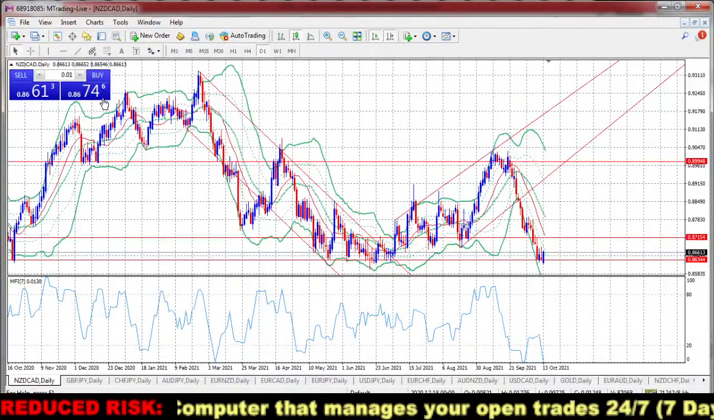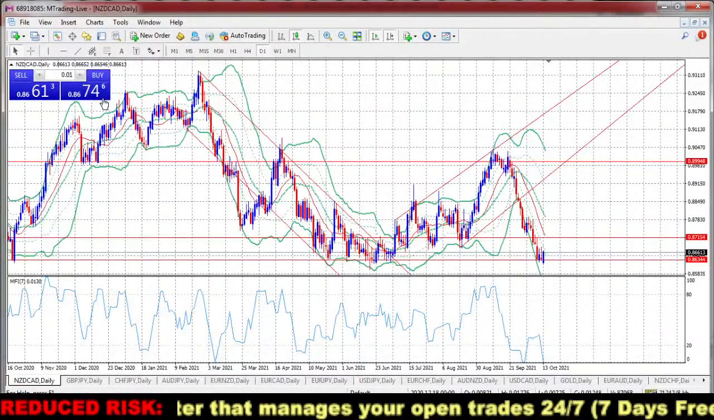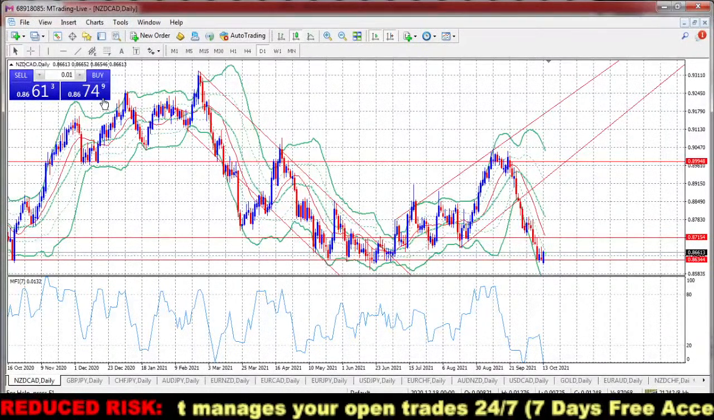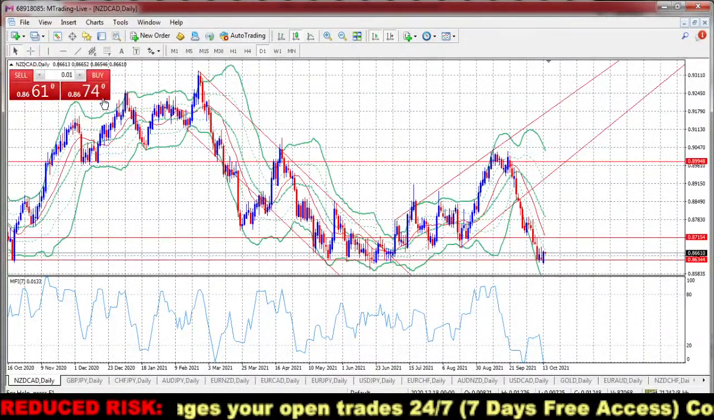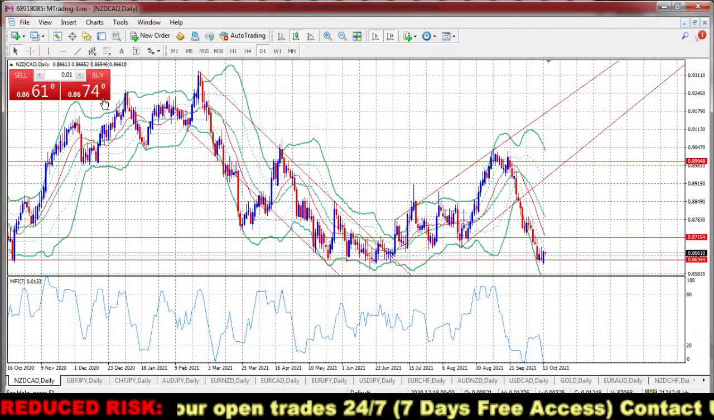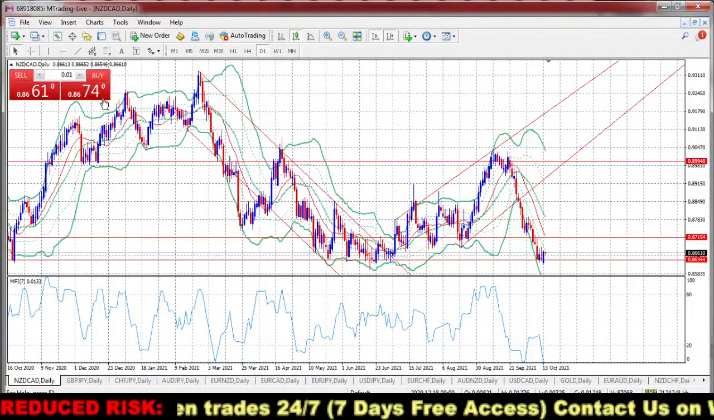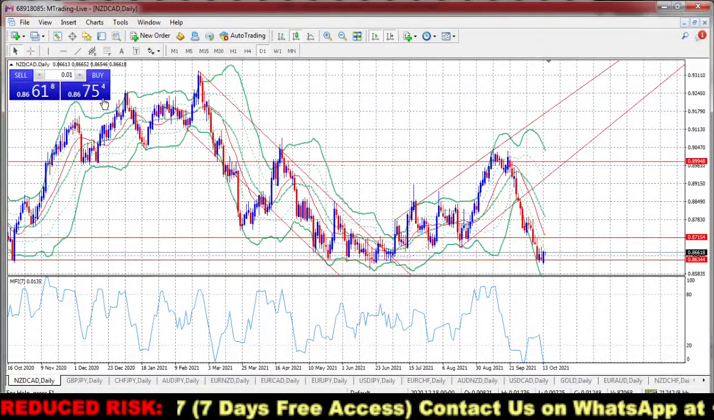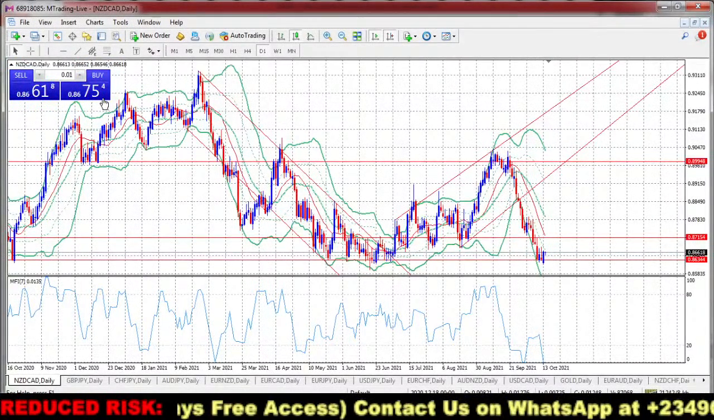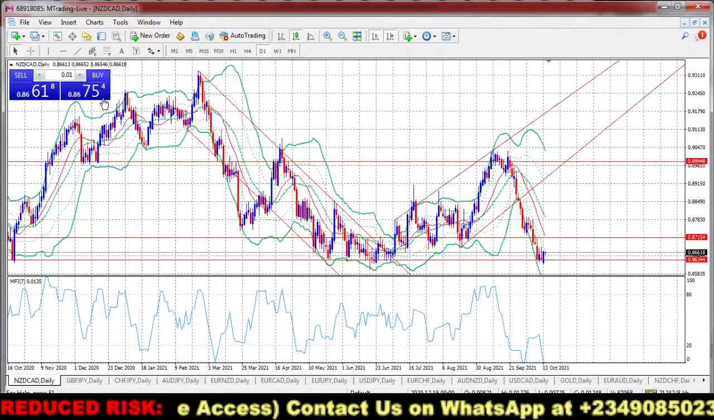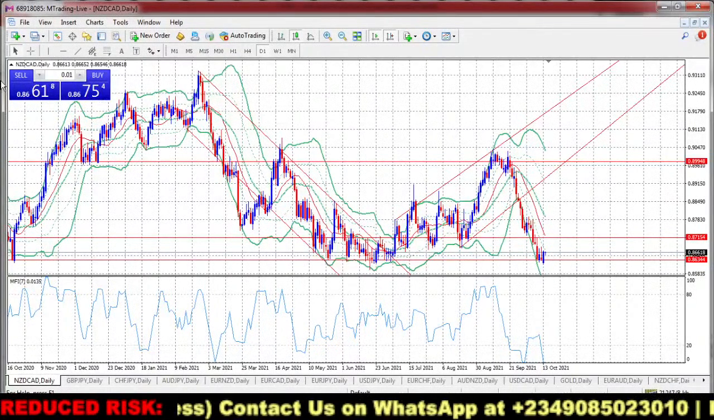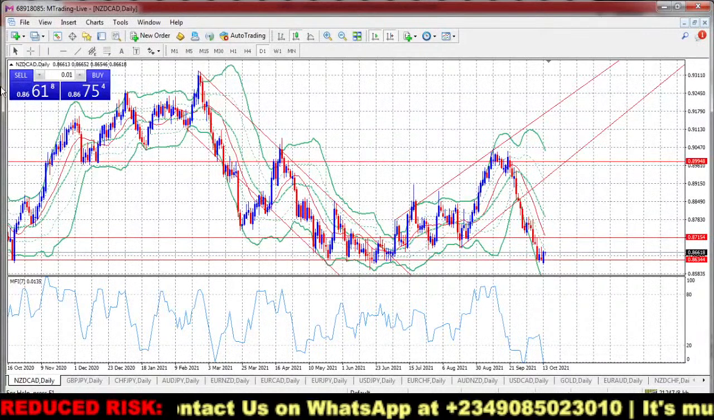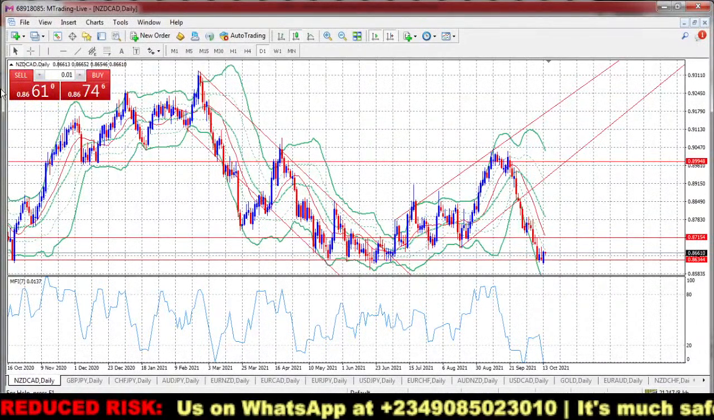All right, an hour from now is a good time to take your order, which is around 11, the opening time of the Asian market. So let's look at some fundamental news that we are looking at to support our claim.